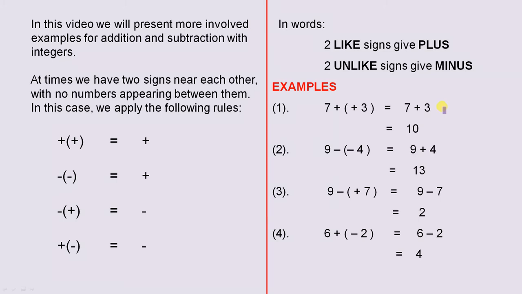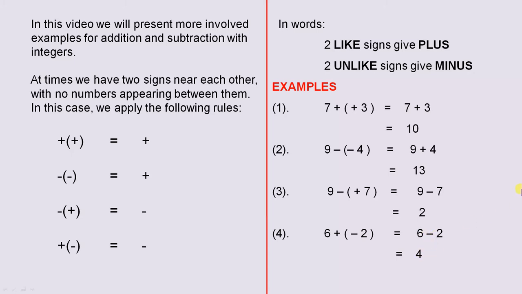Let's look at some straightforward examples. The first one, we can see we have two like signs, so that gives us a plus. So 7 plus 3 is 10. The next example, two like signs give us a plus. 9 plus 4 is 13. Two unlike signs give us a minus. 9 minus 7 is 2. And two unlike signs give us a minus. 6 minus 2 is 4.